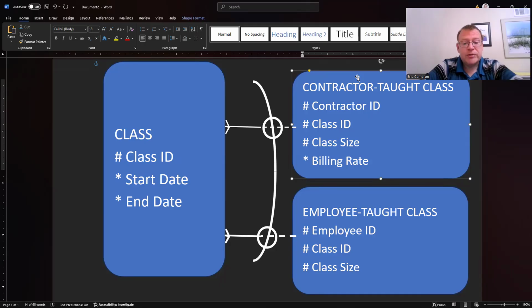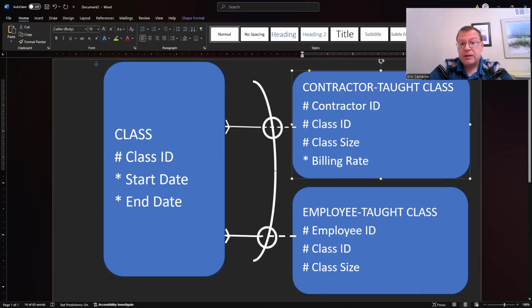Likewise, we have an employee taught course. Now, they don't need a billing rate because they're an employee. You figure they're being paid to do this. You don't have to pay them separately for it. And you can see that instead of having a contractor ID, they have an employee ID. They also then have a class ID and a class size.